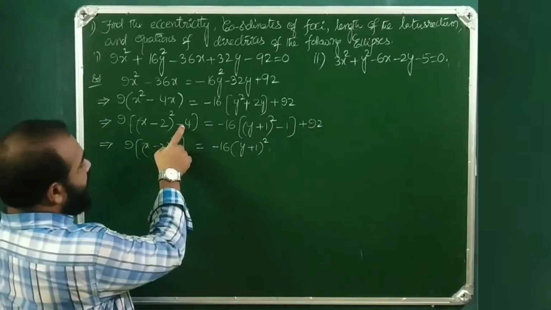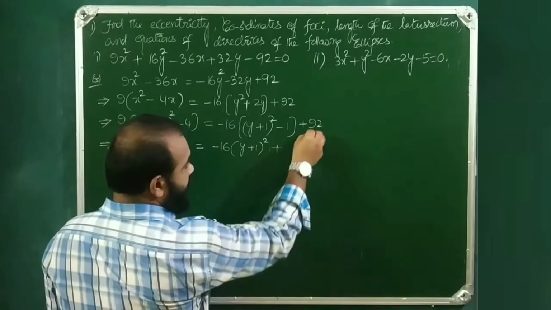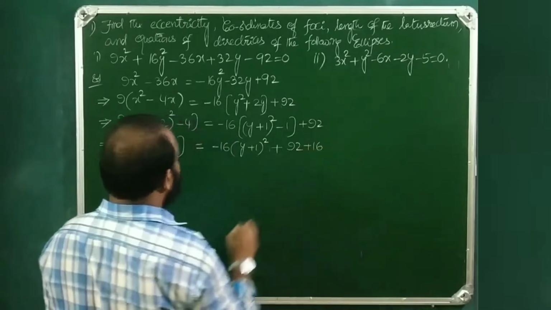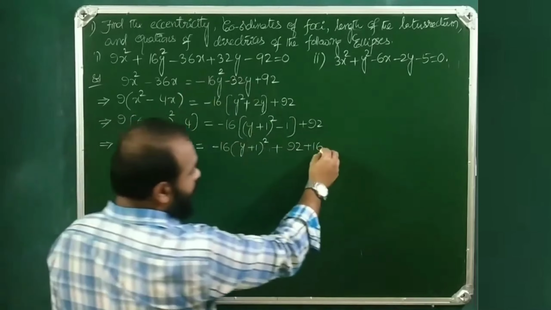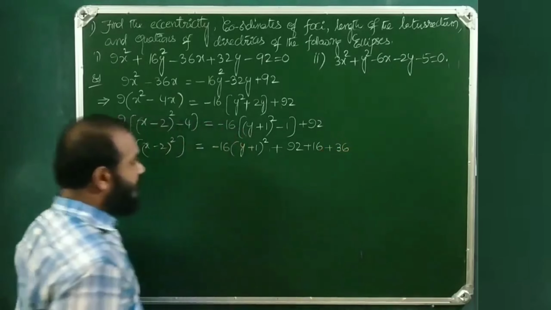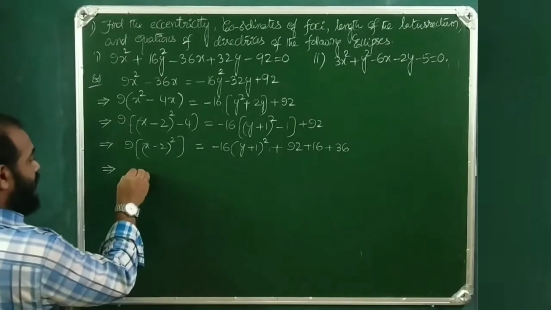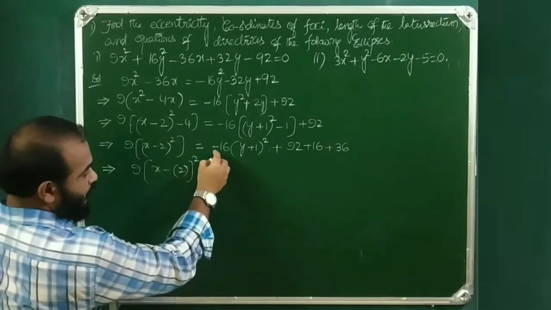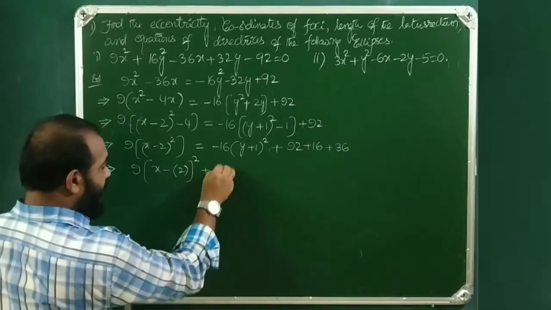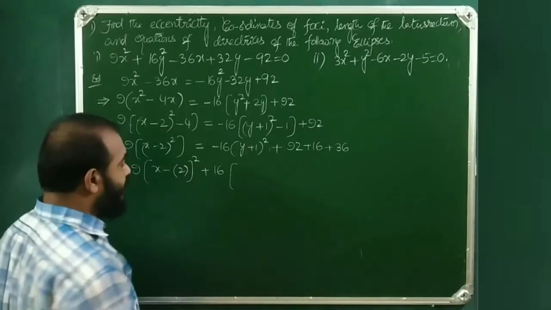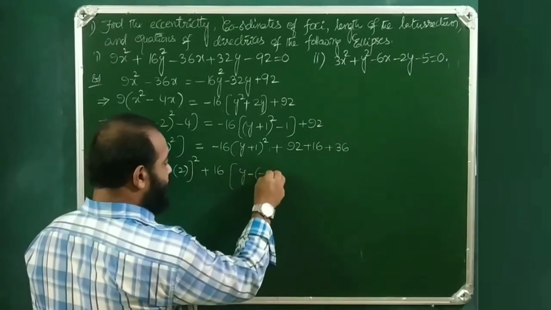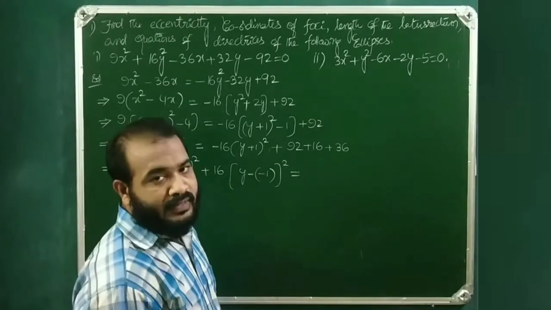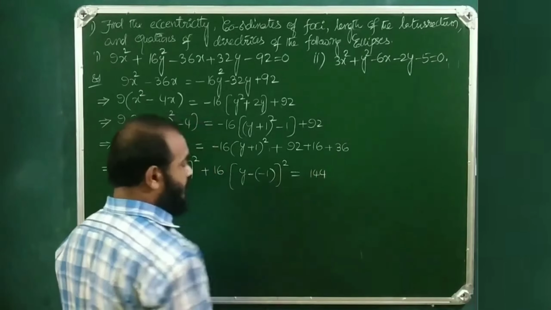Here, this is plus 92, minus into minus plus 16, 16. 9 fours are 36, minus 36. If you transpose to the other side, it becomes plus 36. So this is 9(x − 2)². The minus term, if you transpose to the other side, 16(y + 1)², can be written as (y − (−1))², equals 92 plus 16, 108, plus 36, which is 144.